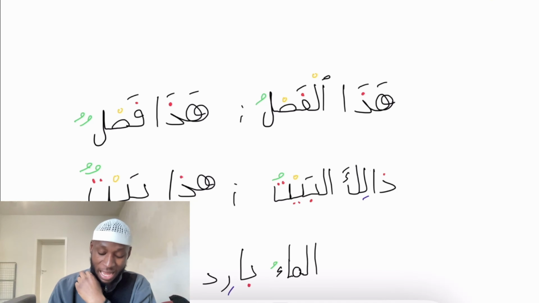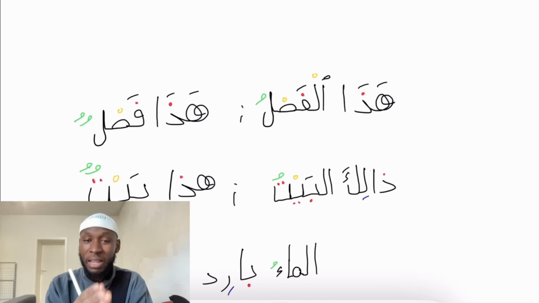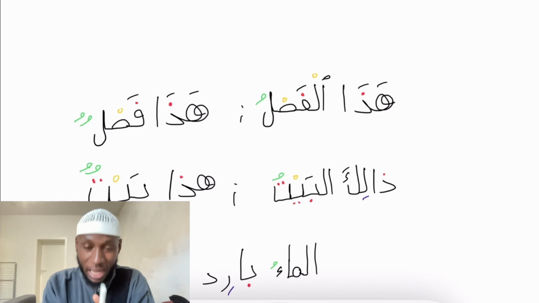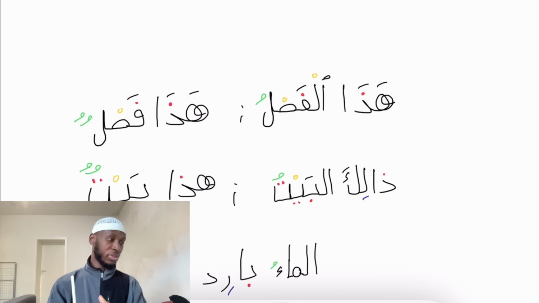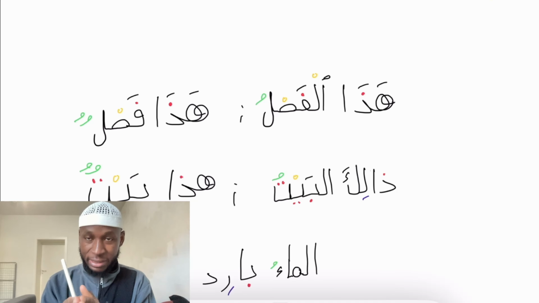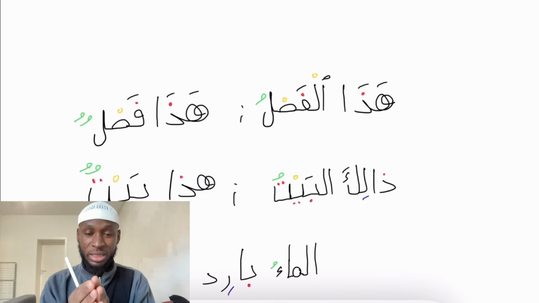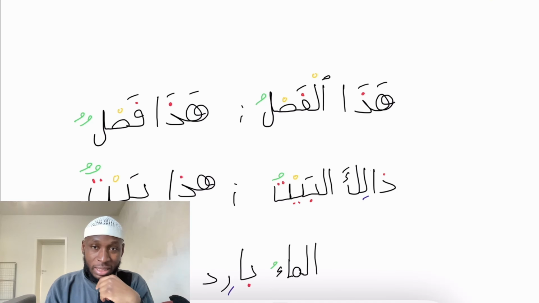We have hada. We say that hada is always definite. It's a definite noun. It can never be indefinite. Whenever hada comes, it is always definite. It can play a variety of roles, but in this case it's a subject. So we say that our subject has to be definite, and we have hada, which is definite.